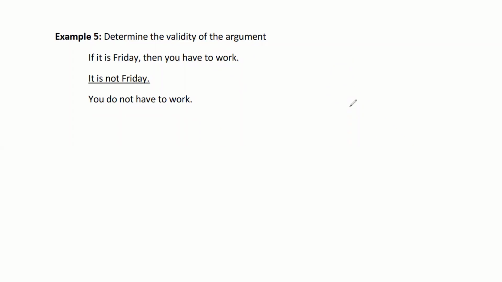Example 5. Determine the validity of the argument. If it is Friday, then you have to work. It is not Friday, therefore you do not have to work. So we have two statements. P, it is Friday. And Q, you have to work.